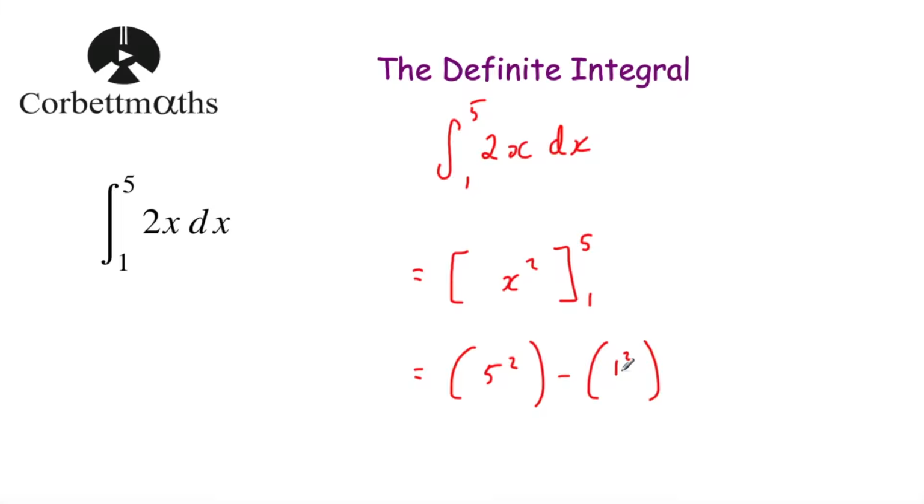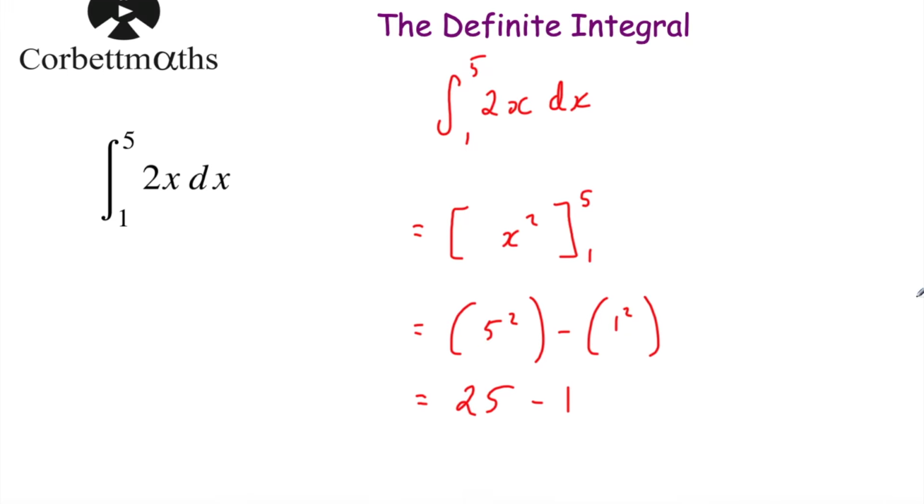Now we're going to work them out. So we're going to work out what 5 squared is, so that's 25, and we're going to take away what 1 squared is, that's equal to 1. And then 25 take away 1 is equal to 24. And that's it. So if you've been asked to find the integral of 2x with respect to x between 5 and 1, the answer would be 24.